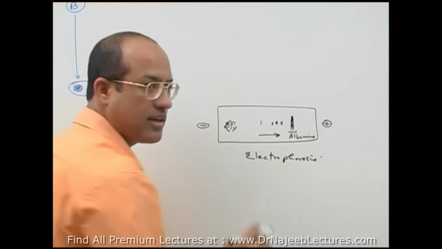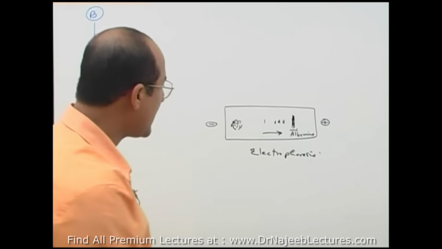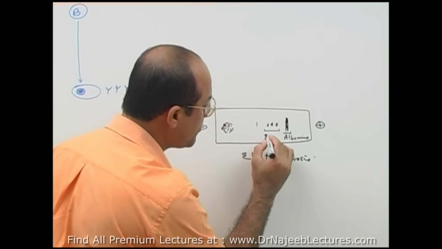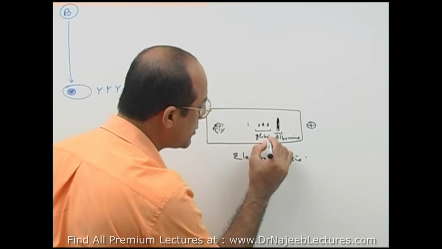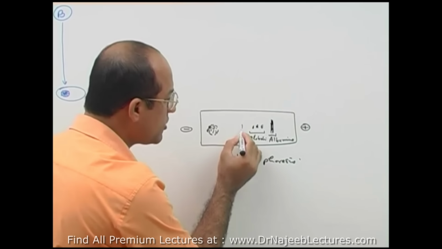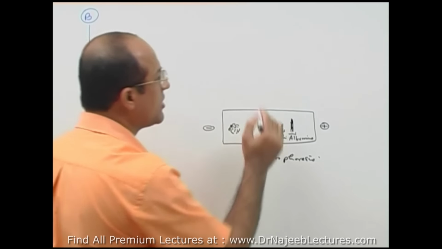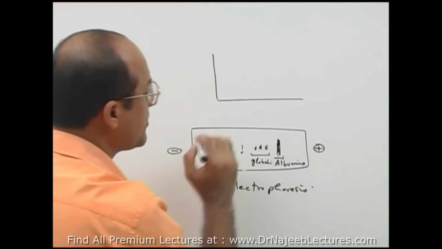Because albumins are the smallest molecular weight. And this whole group of plasma proteins is called globulins. And this is post-fibrinogen. Is that right? Another way to show this is that you draw a graph.